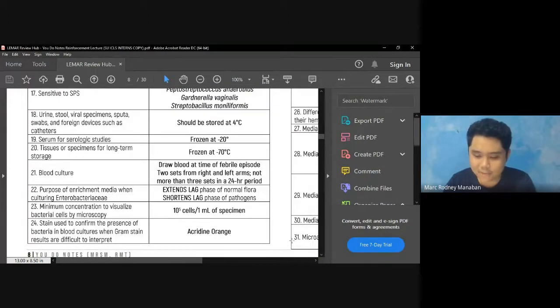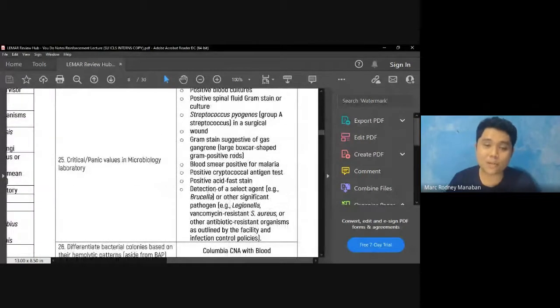Okay. Next, you have the critical or panic values in the microbiology lab. Again, the critical or panic values are values or results in the laboratory that once they are seen or recovered, you have to report immediately to the physician because it could mean a life-threatening disorder. It's a matter between life and death. Each laboratory section, not only microbiology, has its own set of panic values. So in the Dean's book, it was already discussed in his lecture that positive cryptococcal antigen and malaria were removed. But this is irritating because most of your books still have that. So again, take note, what are these panic values?